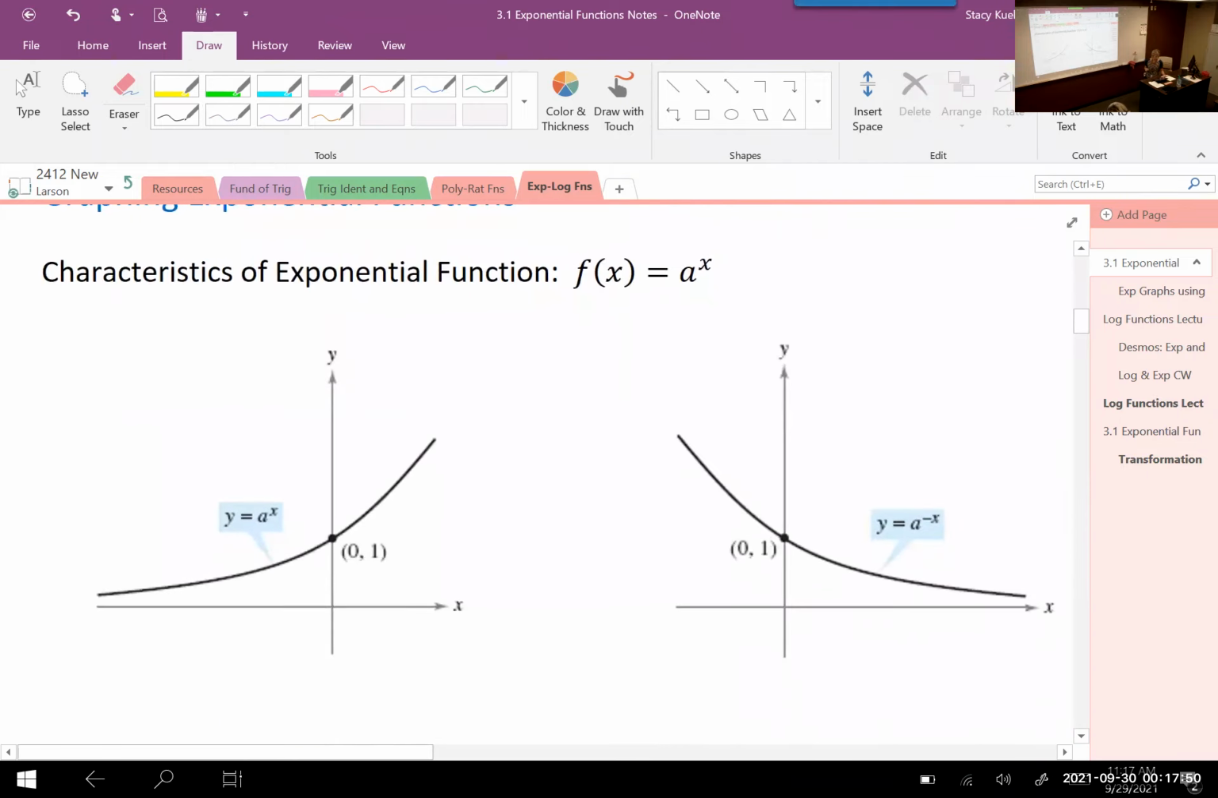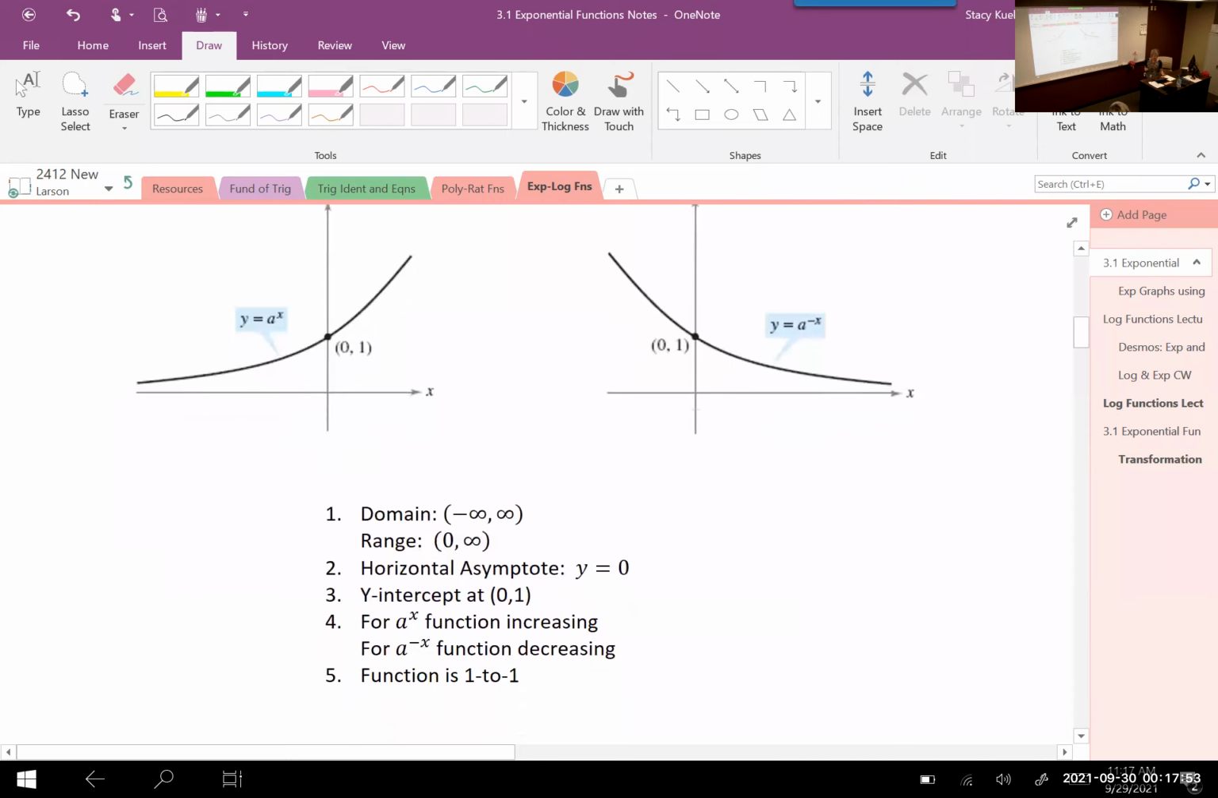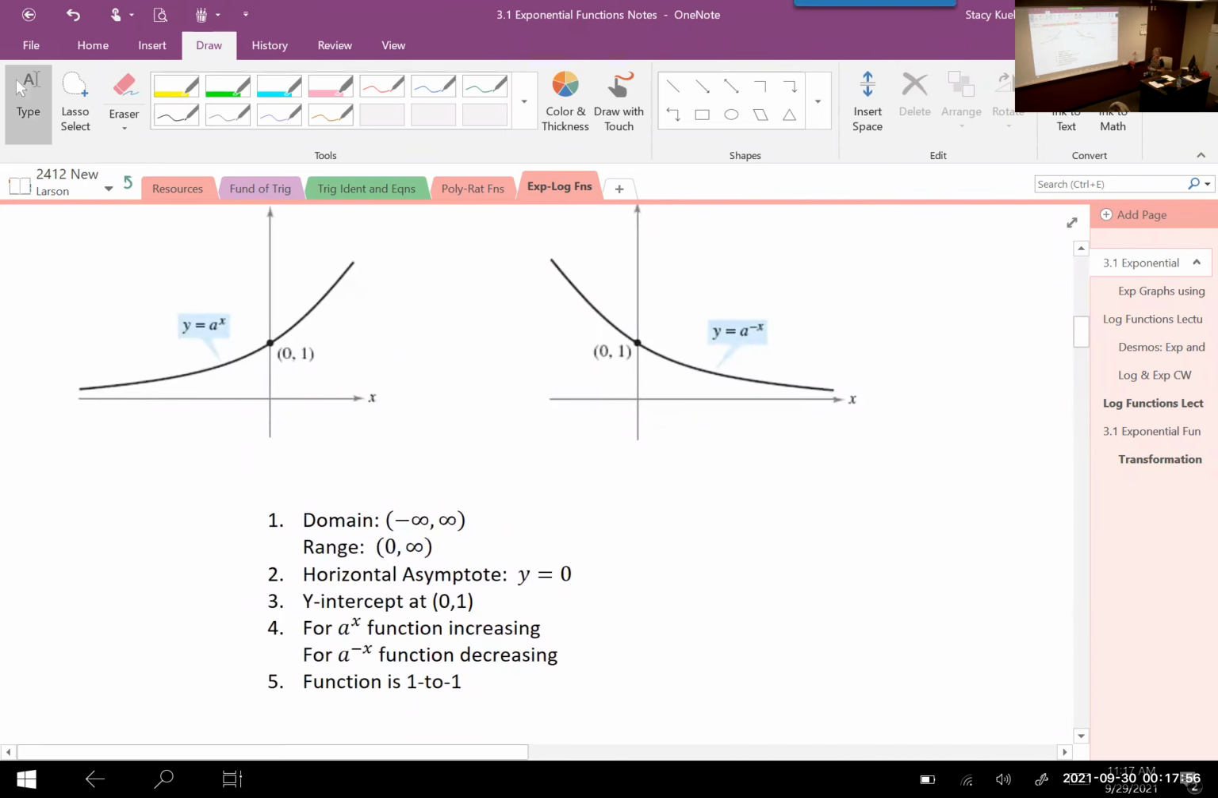When we graph our exponential functions, this is what they look like, okay? Make sure you have this written down. Our exponential functions can look 2 ways, depending on what A is, or depending on what the exponent is, I should say. In one, on the left-hand side, when the exponent is positive, the function is increasing. On the left-hand side of the function, if the exponent is negative, then it's decreasing.